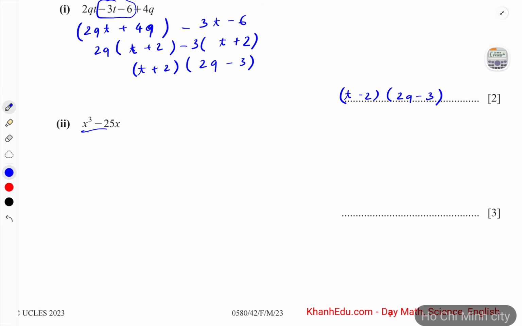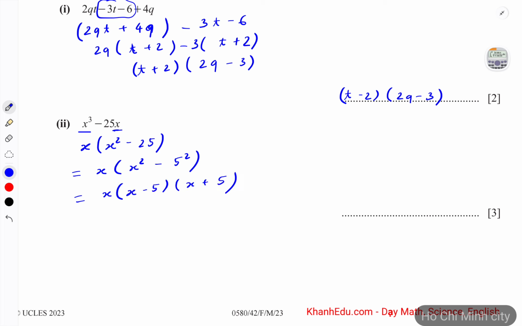The next one is x cubed minus 25x. So the common variable here is x. So put x outside. Inside we have x squared minus 25. And here is the form of a squared minus b squared, where b is number 5. So we continue, rewrite it as this form. And so we have x minus 5 and x plus 5. So that is the final answer.